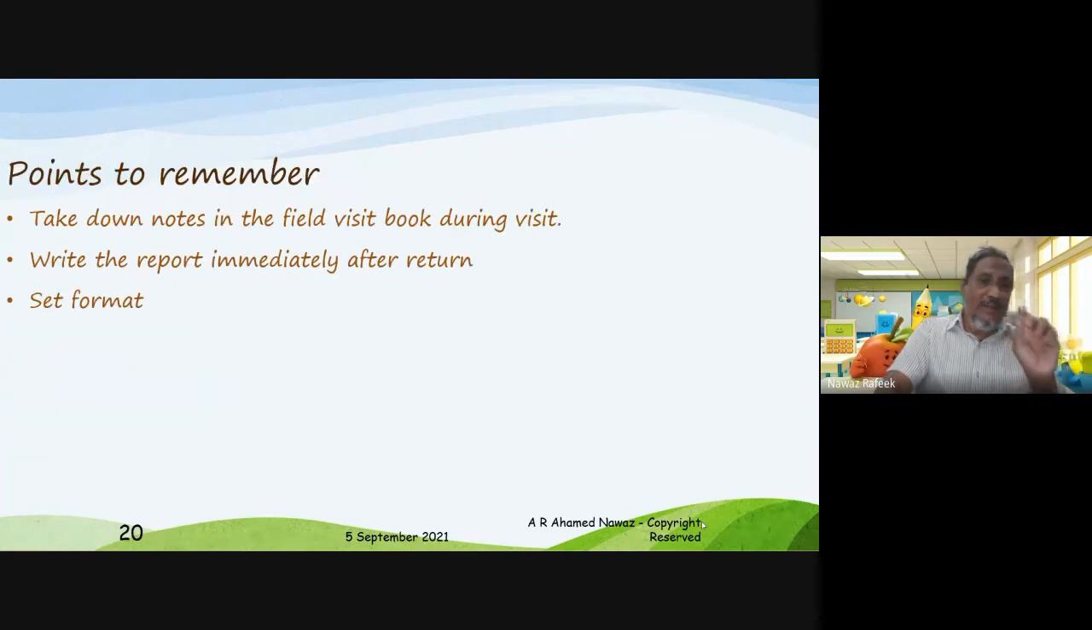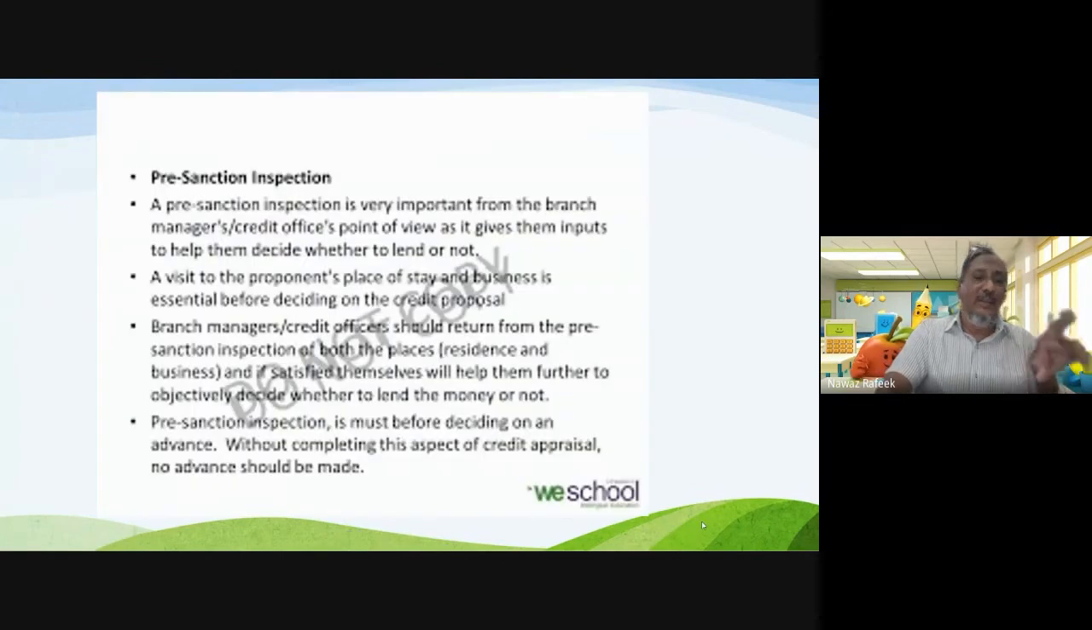Points to remember: take down notes in the field visit, during the visit. Take down notes and write a report immediately after return. You have to prepare a report in a set format. So I have given a sample format for that. I will come to that.